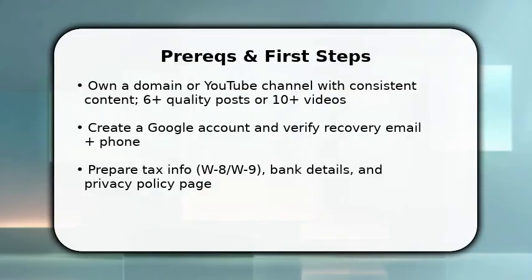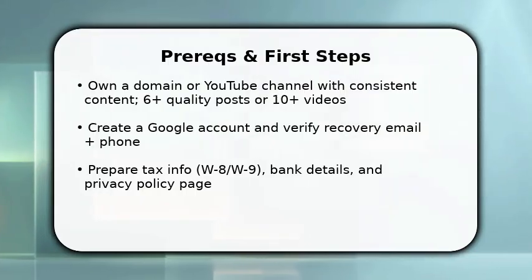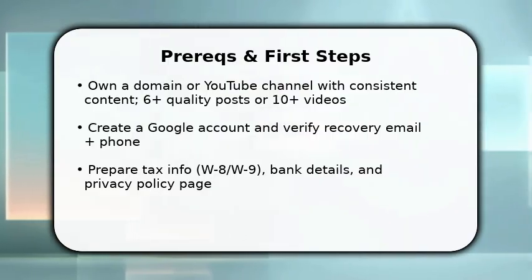You need a live site or channel and verified Google sign-in before applying. Start by confirming ownership. Add the domain to Search Console or link your YouTube channel. Once done, enable HTTPS and add a clear privacy policy. Google checks this. Next, gather bank routing and tax forms so you won't stall payouts.